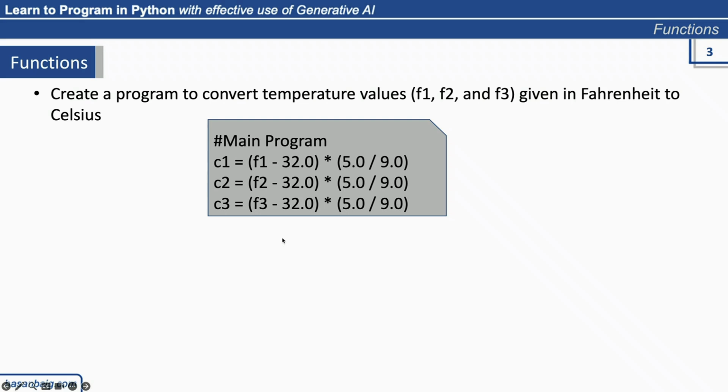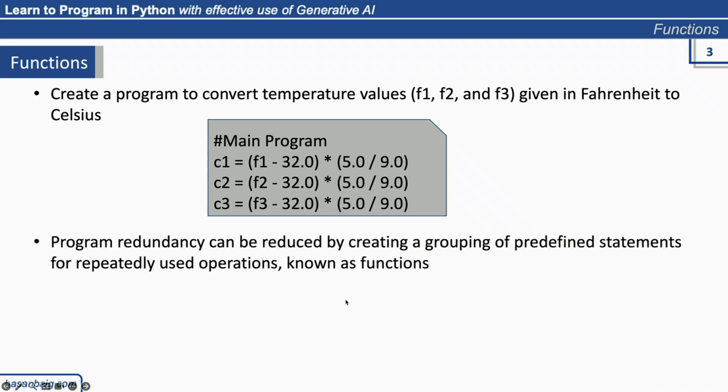So if you have to convert all the Fahrenheit values throughout the day, like let's say 24 hours, or if you're going more precise, maybe every minute, you can imagine how many instructions you would want to write. So this is clearly redundant code that we would be using every time we need to convert a value. This can be reduced by grouping predefined statements for repeatedly used operations, and this is generally referred to as functions in any programming language.